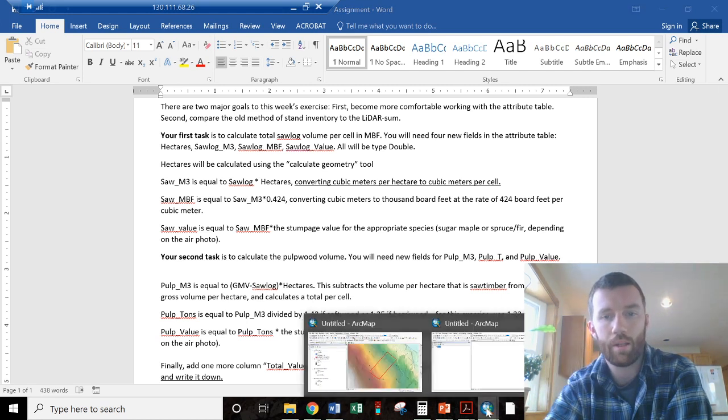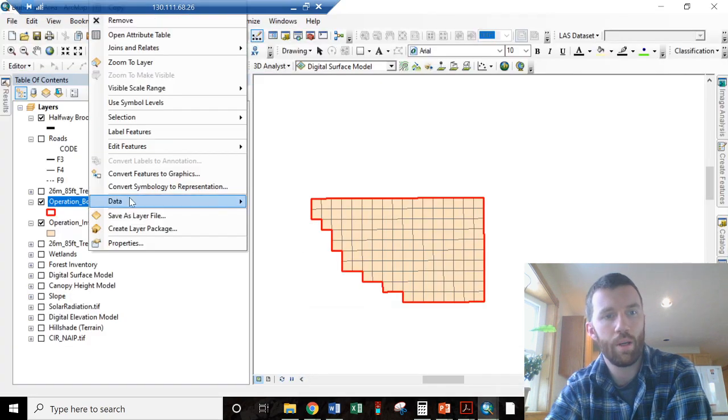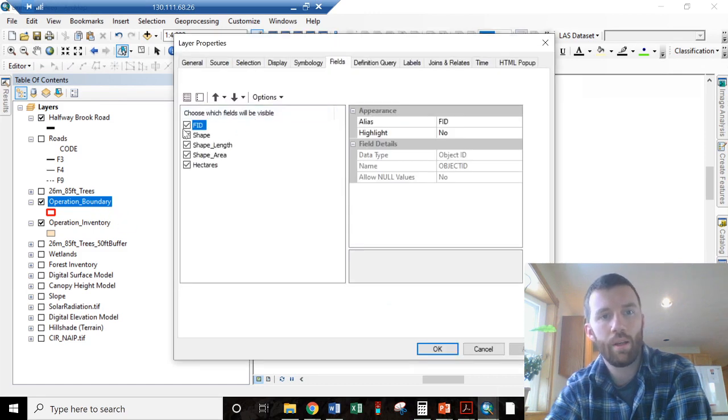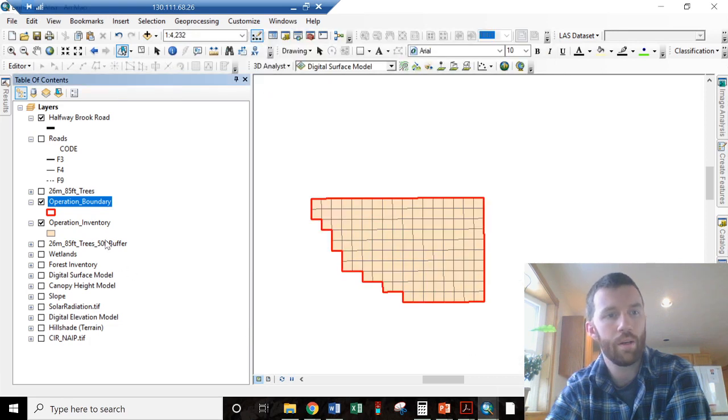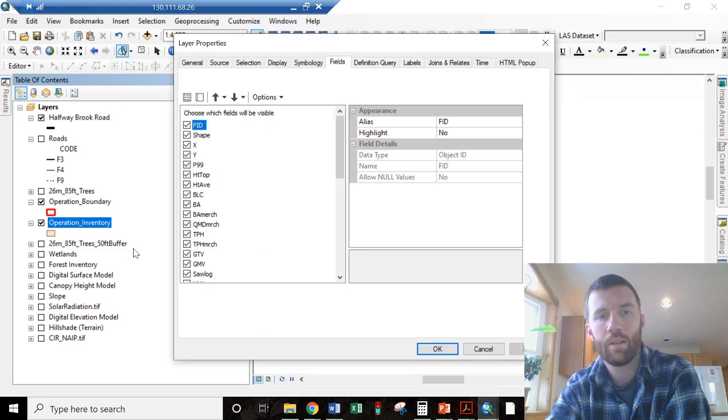So let's pop back in here, and I'm going to open up the properties. Right click, properties, and here I've clicked on the wrong one. So I'm going to now right click on operational inventory, and now I have all of these extra fields. I'm going to turn them all off. I'm going to include the feature identification number, the gross merchantable volume, and the saw log volume, and that's all I'm going to include here.